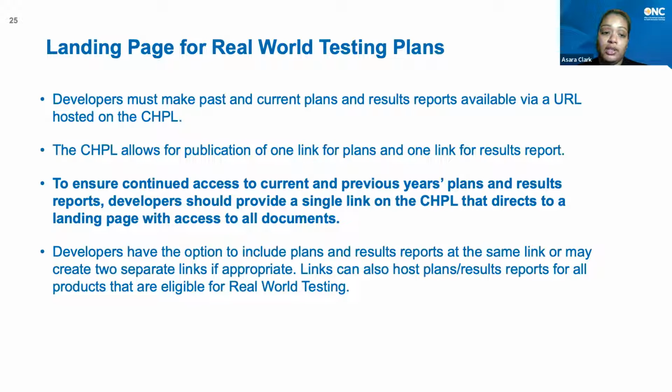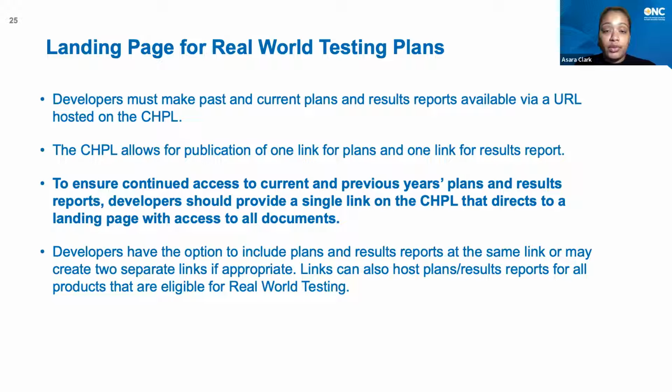Another key thing I thought would be good for this forum is to talk about the landing page recommendations that we have. If you're not aware, developers must make past and current plans and results reports available via a URL on the Certified Health IT Product List. The CHPL allows for publication of one link for plans and one link for results reports. So we highly recommend, to ensure continued access to current and previous year plans and results reports, that developers provide a single link on the CHPL that directs to a landing page with access to all of these documents.